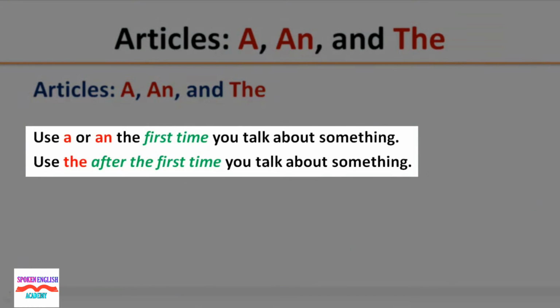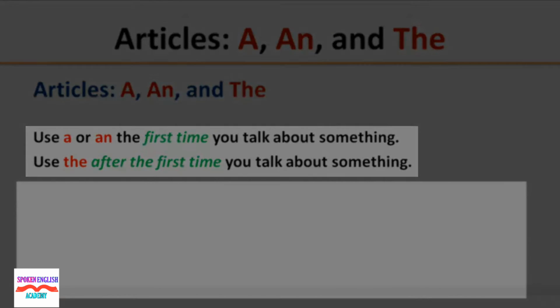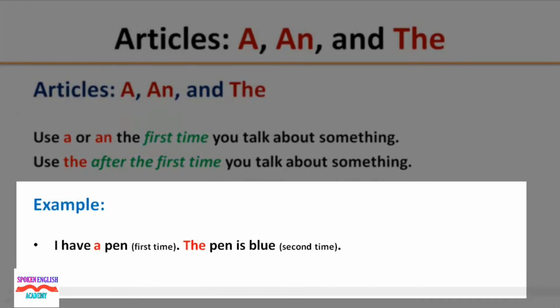Use a or an the first time you talk about something. Use the after the first time you talk about something. Example, I have a pen. Here the word pen is mentioned for the first time, so it is preceded by a. The pen is blue. Here the word pen is mentioned for a second time, so it is preceded by the.